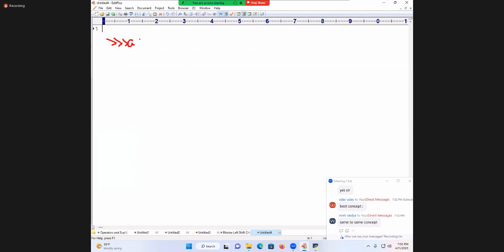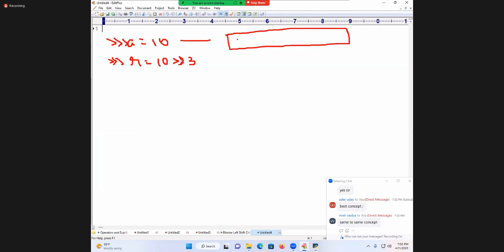A is equal to what here? 10. And what is this? R is equal to 10 double greater than 3. Which shift operator is it? See the symbol. Is it left shift or right shift? How is the diagram represented here?